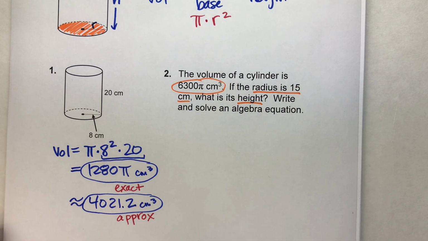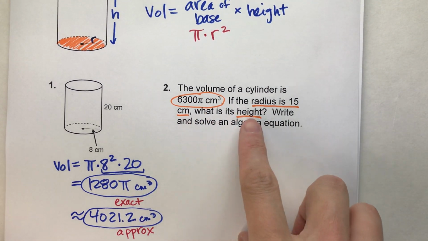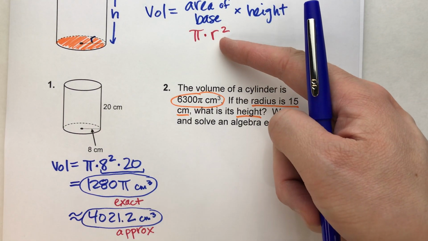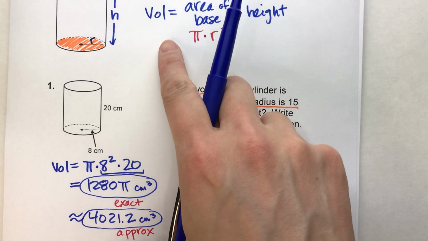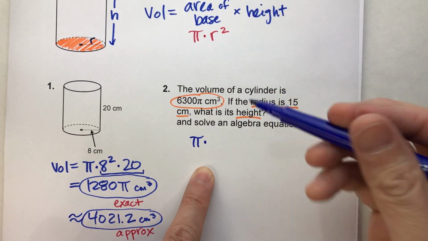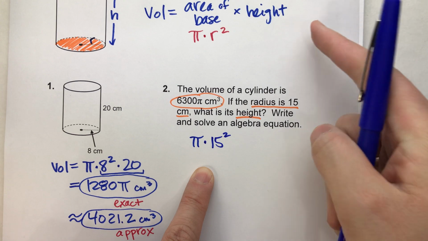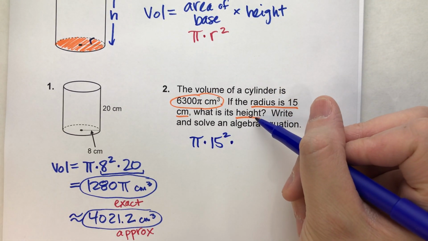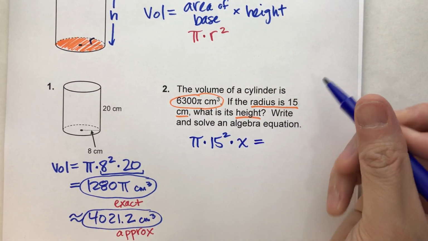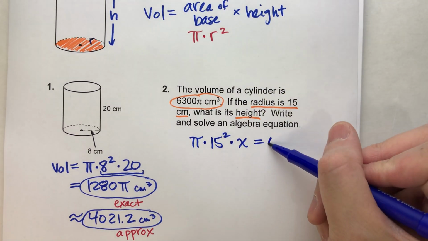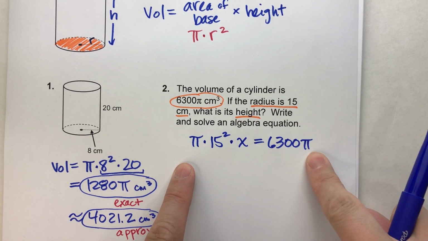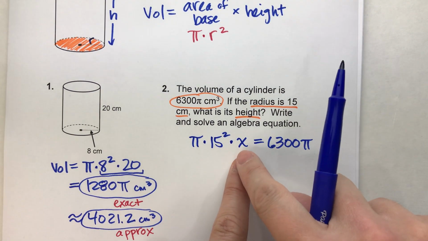Okay, so this time I gave you the volume. I did not give you the height. I did give you the radius though. Okay, so we're going to set up an algebra equation using our volume formula. Okay, so we know the volume of a cylinder is pi times the radius squared. In this case, the radius is 15 squared, times the height. We don't know the height, so we'll call it x. Okay, and that's the formula to equal the volume. In this case, we know the volume, 6,300 pi. Okay, and that's my equation that I can use to solve and find the height.